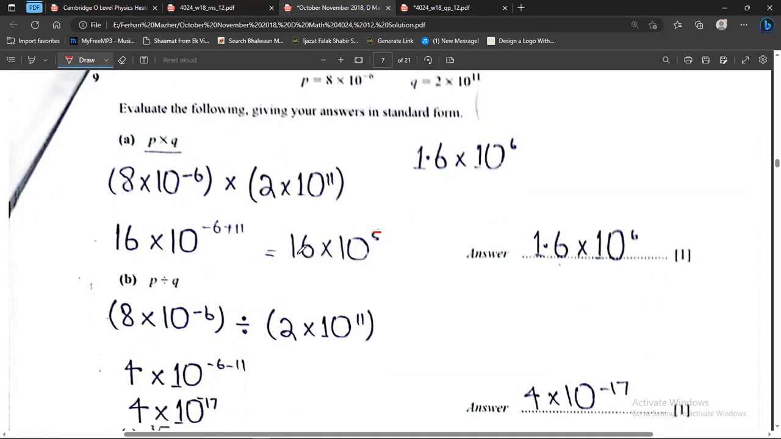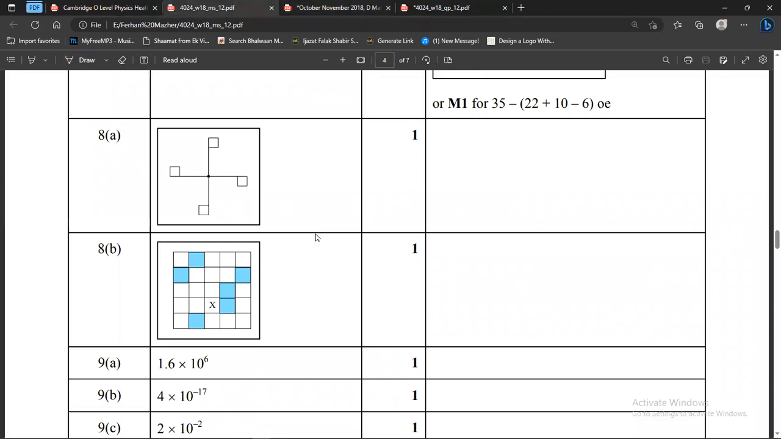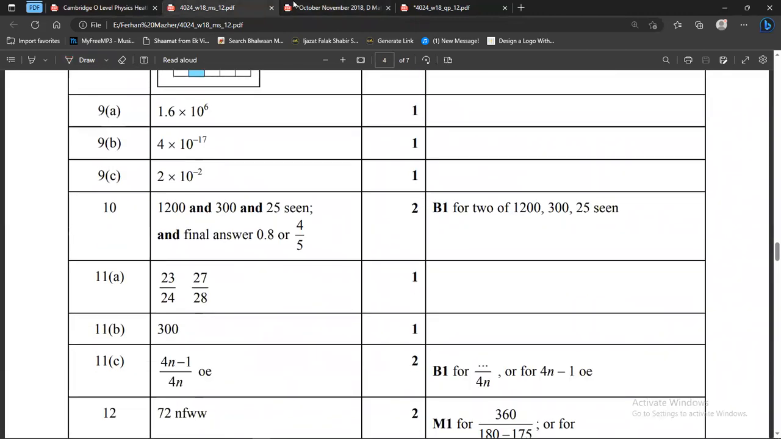I will move the decimal one step to the left. So the power will be added here. So you will have 1.6 times 10 to the power 6, and 1.6 times 10 to the power 6 is my answer. 1.6 times 10 to the power 6 is the right answer, sir.